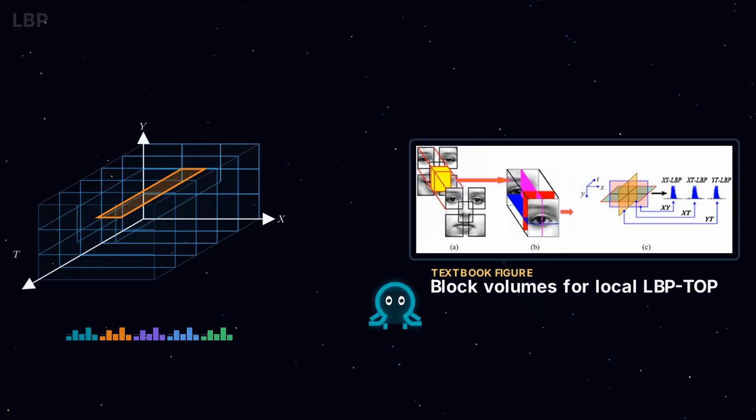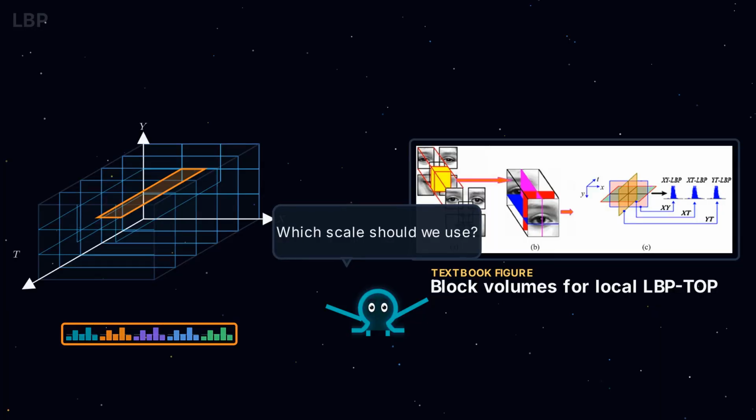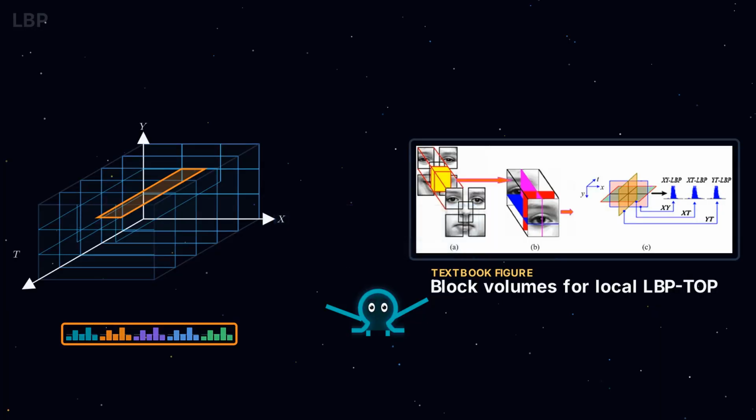Once again, this matches the textbook exactly. The video block volumes are processed by LBP-TOP and concatenated. This long feature vector forms a complete spatiotemporal descriptor, ready to compare against a gallery of expressions or identities.